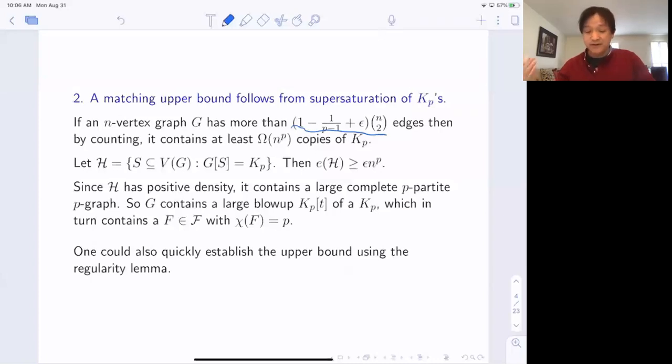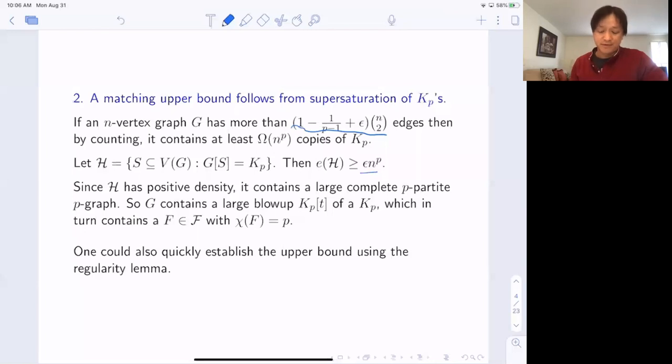So you have a constant proportion of all the possible p-sets inducing a K_p. Now if you define an auxiliary p-uniform hypergraph H, whose hyperedges are precisely those p-sets that induce K_p's, then this p-graph has n vertices, but has at least some epsilon n to the p edges. So it has positive density. Then by a classical result of Erdős, if you have positive density, you can find a large complete p-partite p-graph as a subgraph.